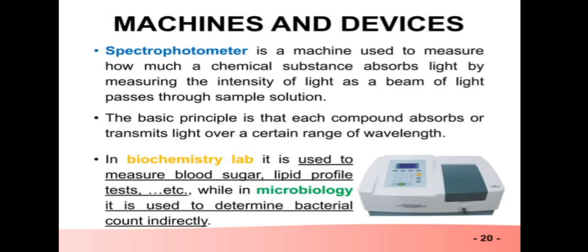The spectrophotometer in the biochemical lab is a very important instrument, a machine used to measure how much chemical substances absorb light. The basic principle is that compounds absorb light. In the biochemistry lab, it is used to measure blood sugar, lipid profile tests, etc., and in microbiology to determine bacterial count indirectly.